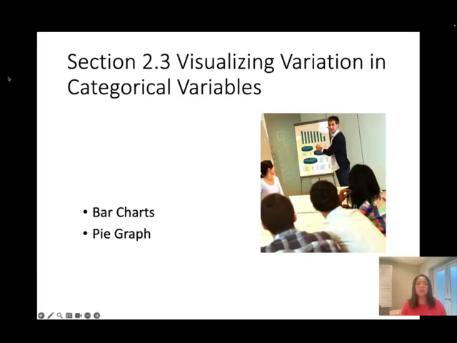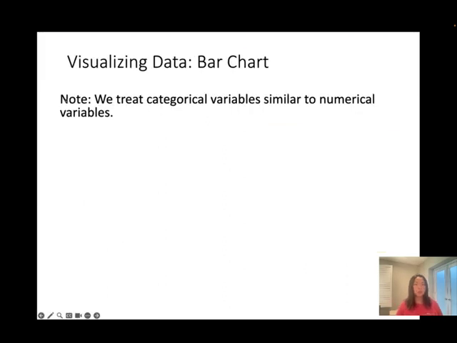Session 2.3, visualizing variation in categorical variables. For these sessions, we go back to the categorical variables. Last session, session 2.2, we talked about the numerical data. For the categorical data, the first one we're going to learn is the bar chart, which is for categorical variables, similar to the numerical variables.